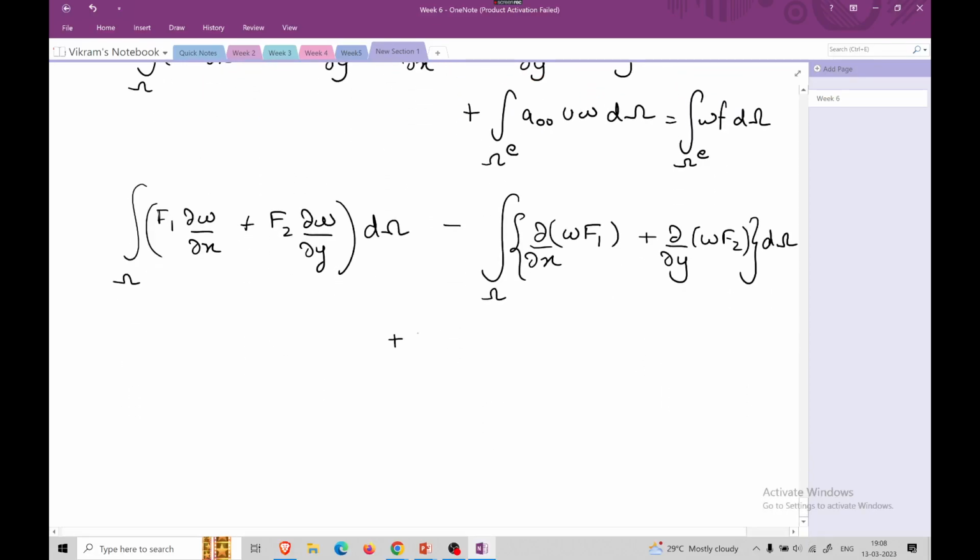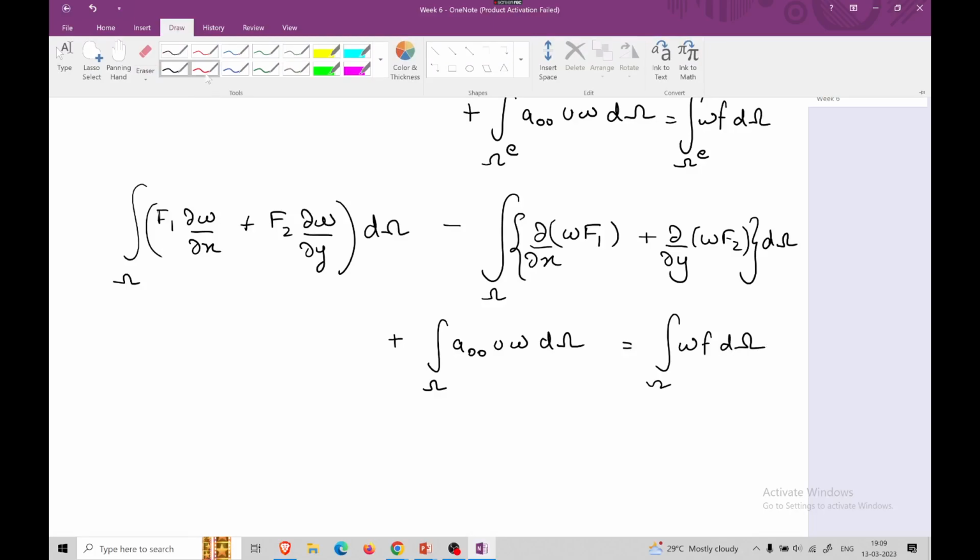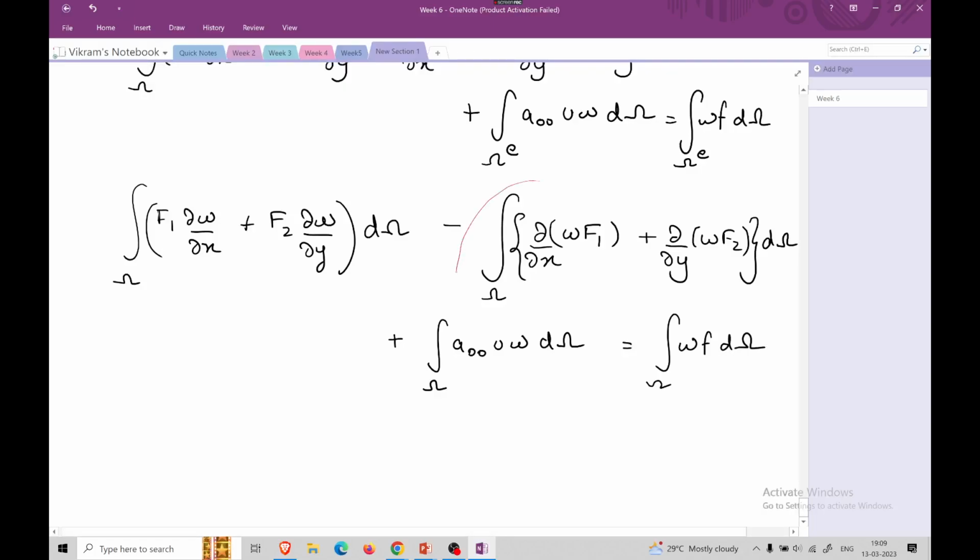And plus a00 uw d omega is equal to wf d omega. So once again, this term I am going to use the divergence theorem.